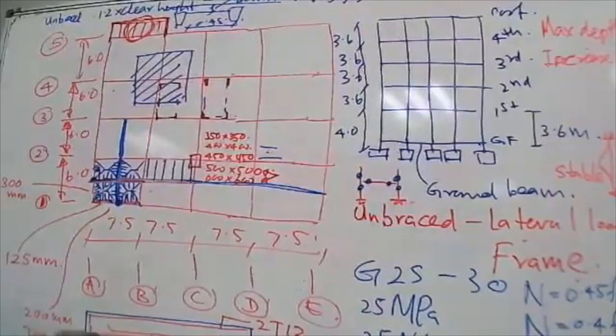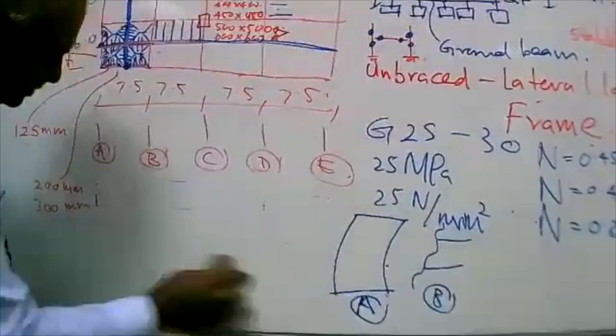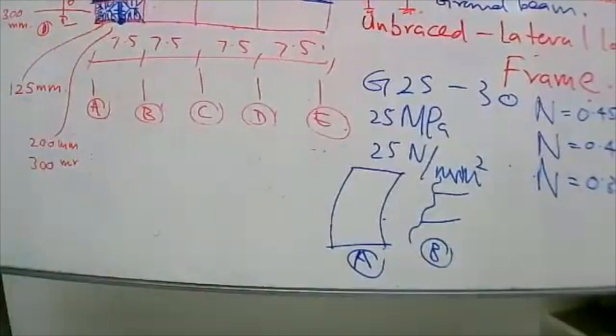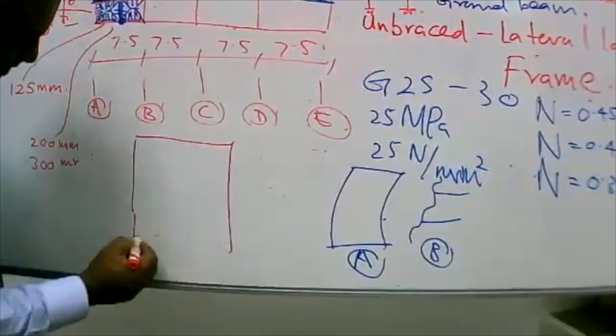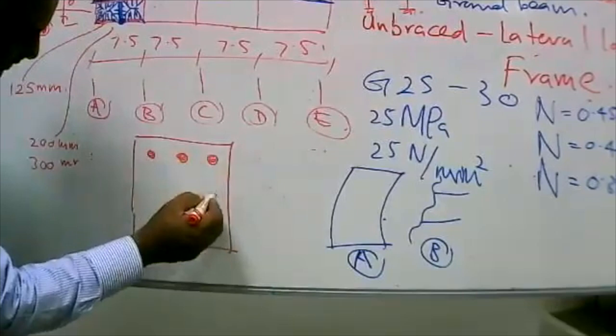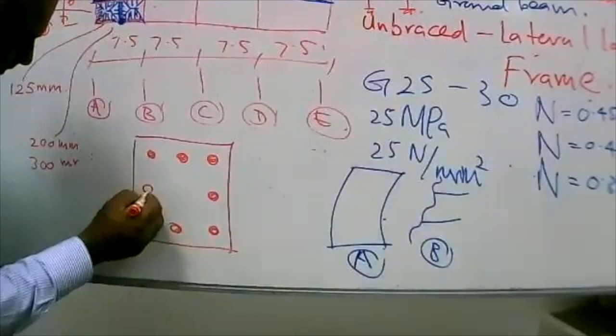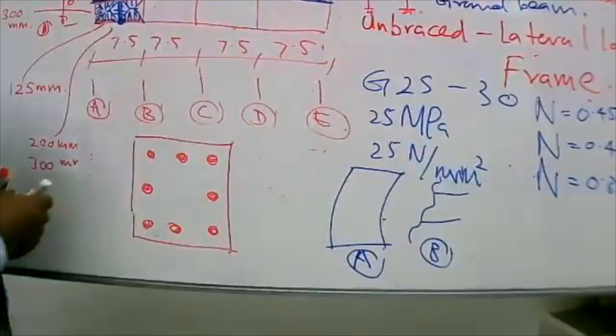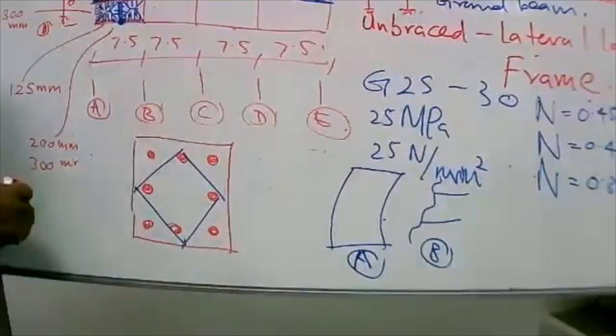Then how do you provide reinforcement in the column? We will not provide six bars, we provide something like 12 millimeter reinforcement, but we'll provide 9 bars. Then we can go for a link like this, and we'll go for another link like this.